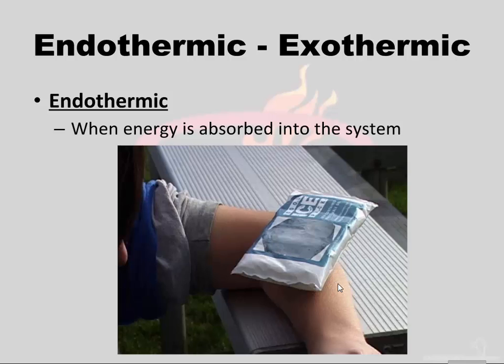So endothermic reactions then are going to be just the opposite. So the energy is going to be absorbed into the system. So in this picture, our ice pack is the system. So it should be gaining energy, and our arm here would be the surroundings. So heat from us is leaving and going to the ice pack, our system. So that's why it feels cold to us, because we are losing the heat, and the ice pack, which is the system, is gaining the heat. So endothermic is from the surroundings to the system.